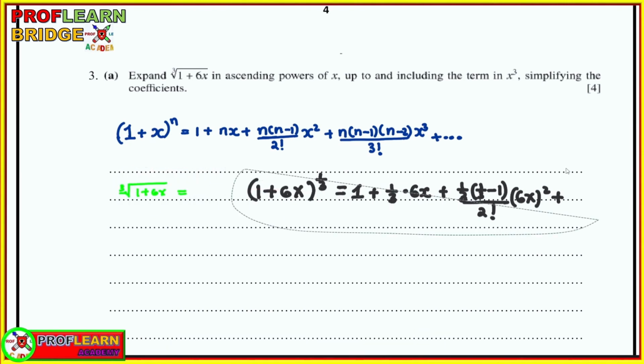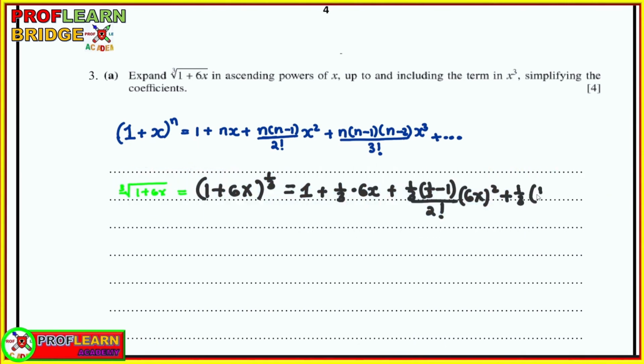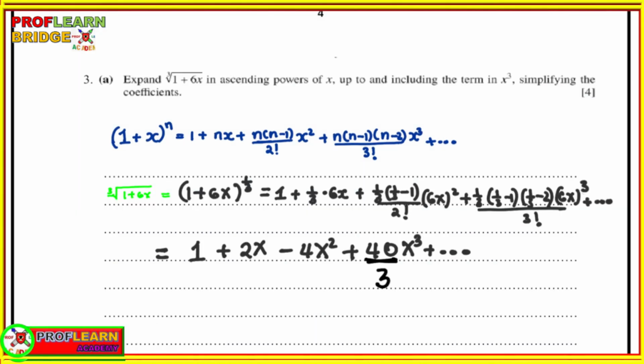Let me just move a little bit so that we can have some space. And this is going to be 1 over 3 minus 2, and this is 6x cubed. In that case, this is actually 6x cubed here, not squared. So if you simplify that, you are going to get our final answer as 1 plus 2x minus 4x squared plus 40 over 3 x cubed as our final answer.